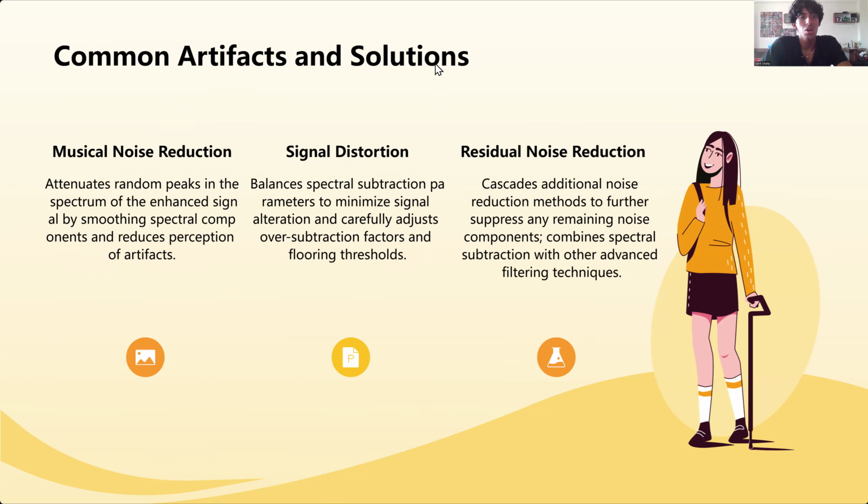Common artifacts and solutions. One common artifact is musical noise. To reduce it, we smooth the spectrum by editing the random peaks in the spectrum of the enhanced signal by smoothing. And signal distortion is another issue which can happen if we subtract too aggressively. So we have to be very careful in adjusting these over subtraction factors and flooring thresholds. Then we have residual noise reduction, as residual noise can remain even after spectral subtraction, which can be negated with other filtering methods.